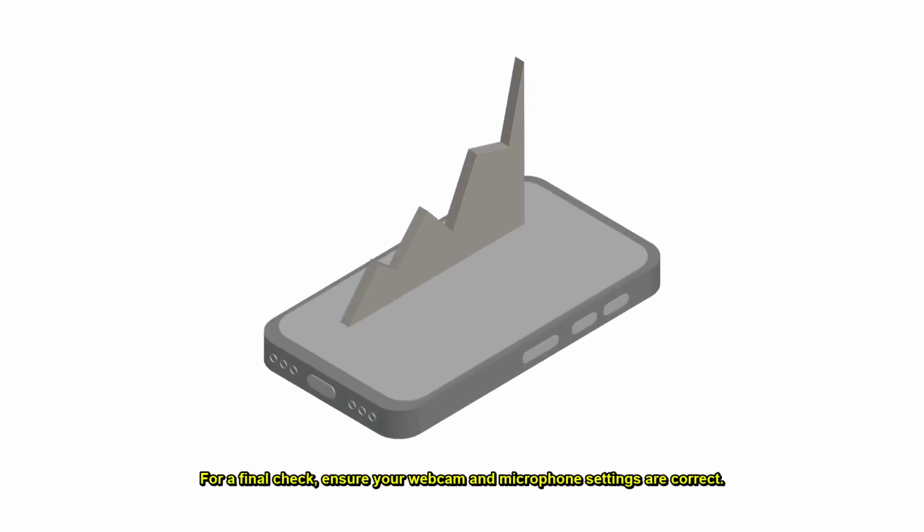To do this, click on the plus icon in the Sources box to add video sources, audio sources, or game capture. Once you have your scenes and sources set up, return to the main dashboard. For a final check, ensure your webcam and microphone settings are correct. Click on the Go Live button in the bottom right corner when you're ready to start streaming. Your OBS Studio is now successfully connected to Twitch via Streamlabs, and you are live.